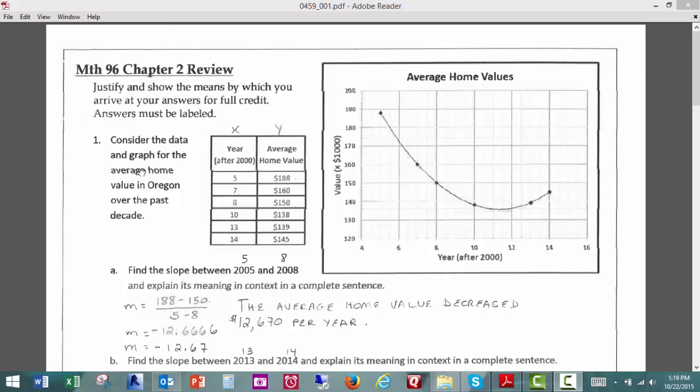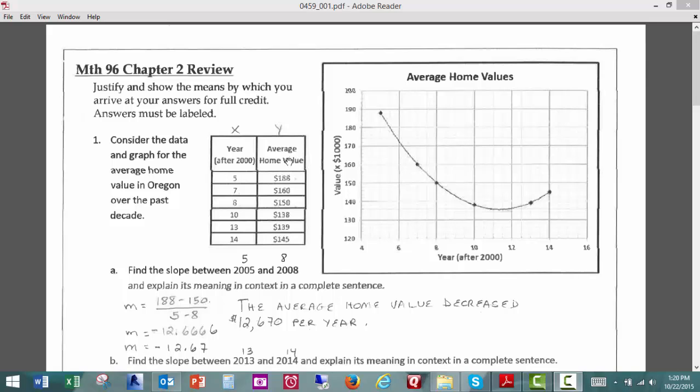Consider the data and the graph for the average home value in Oregon over the past decade. What this table indicates is, on this first column, how many years after the year 2000. So this is actually for 2005, 2007, 2008, and so on. And this is the average home value.